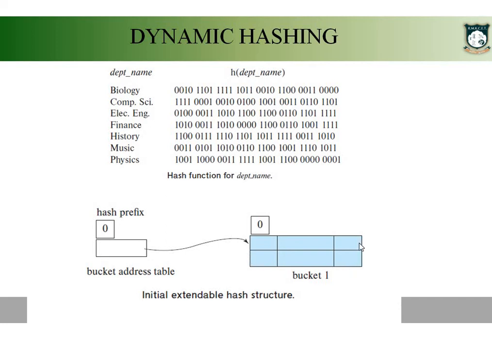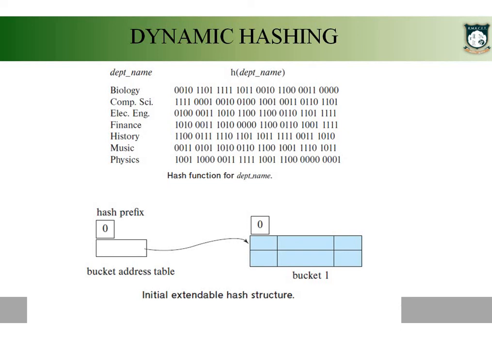Now let us assume that the bucket size is 2. You can have only 2 records. So after inserting 2 records, when you try to insert the 3rd record, what happens? The bucket will be filled. So what will you do now? You will increase the hash prefix. Earlier it was 0, now you will make it 1. If hash prefix is 1, then you will have 2 power 1 buckets. 2 power 1 is 2. So you will have 2 buckets.